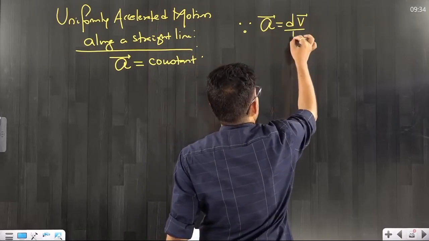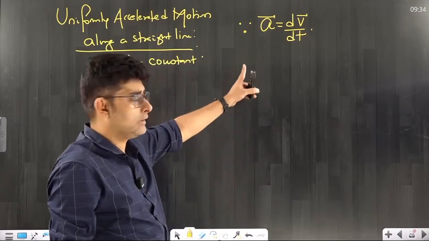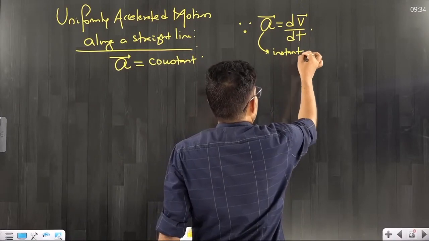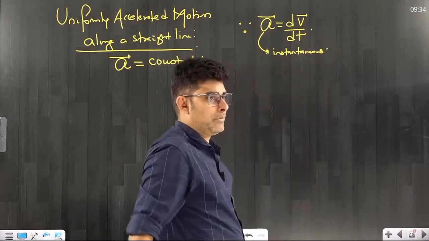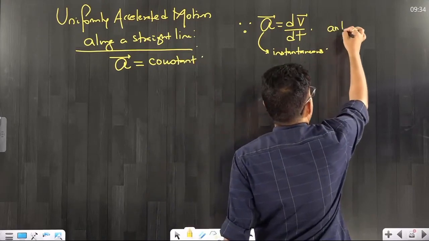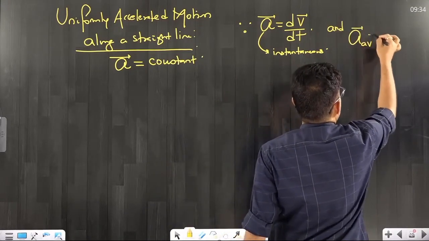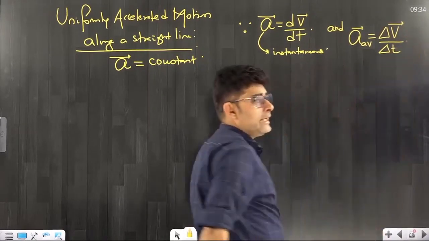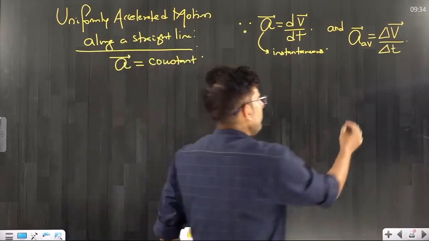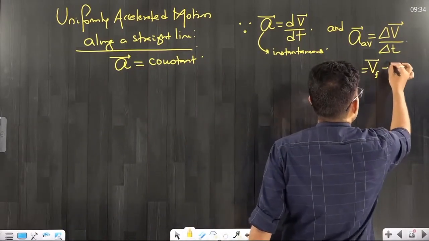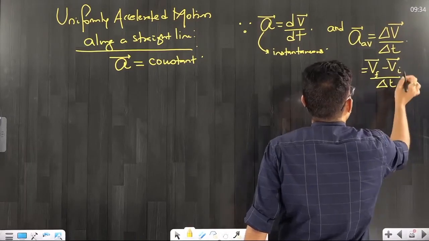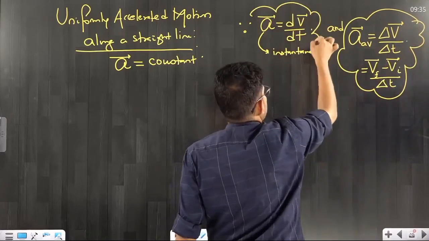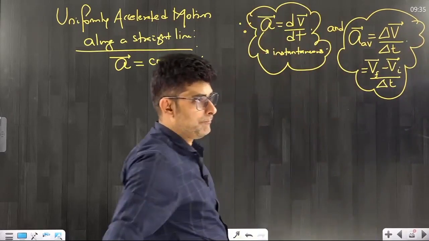So how we define instantaneous acceleration? We have studied in the calculus part, acceleration is rate of change of velocity, so dv by dt, this is called instantaneous, means at a particular instant. And how we define average acceleration in an interval, you have studied this also. Average acceleration is change in velocity by time interval, means v final minus v initial by time interval. These two definitions are given for instantaneous and average acceleration.